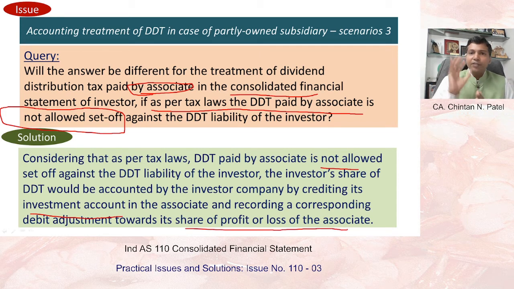In case of investment in associate, there is only a one-line consolidation, and what is the one-line consolidation? Share of profit or loss of associate is taken as part of the consolidated profit and loss statement. So there is no separate line item. So there will be a debit to share of profit or loss of associates in the consolidated P&L account, and a corresponding entry by way of credit to the investment in associate account.